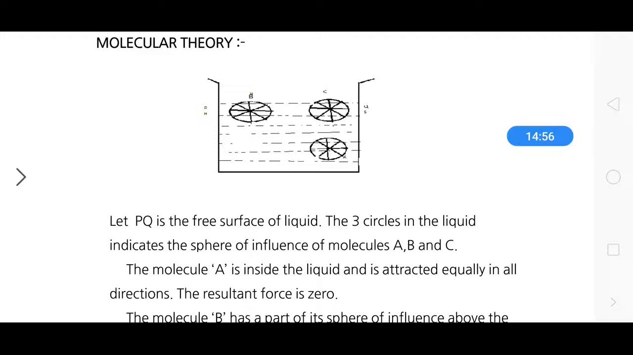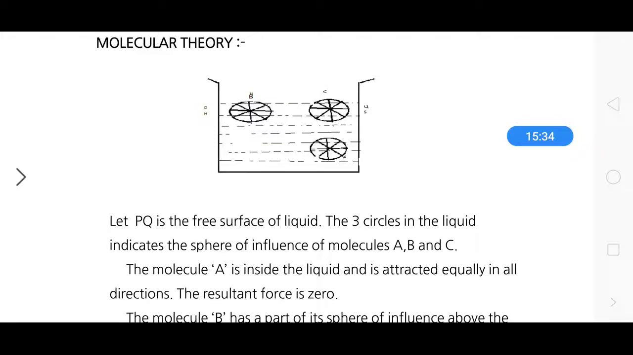The sphere of influence is A, B, C. I am considering one molecule, and around the molecule I take a sphere of influence. And what is the sphere of influence? The sphere of influence is nothing but a sphere with the molecule as center and the molecular range as radius. So I am considering three molecules, and around them there are spheres of influence A, B, C, the spheres of influence of molecules A, B, C.